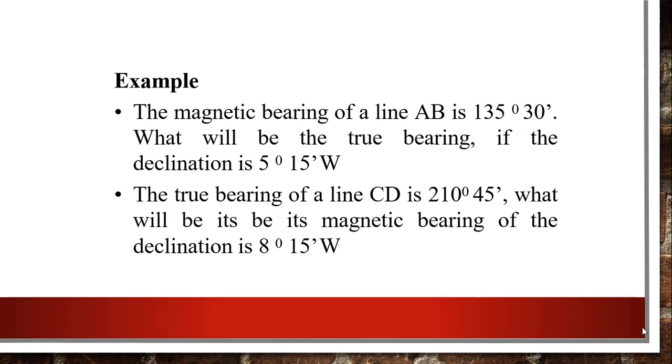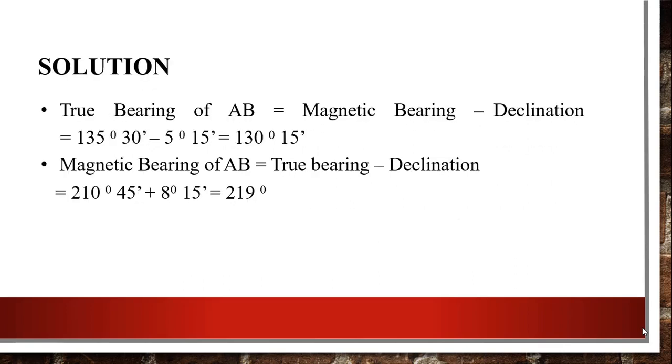Another numerical is that the true bearing of a line is given as 210 degree 45 minutes, and you have to calculate the magnetic bearing if the declination is 8 degree 15 minutes west. So the solution is as follows.